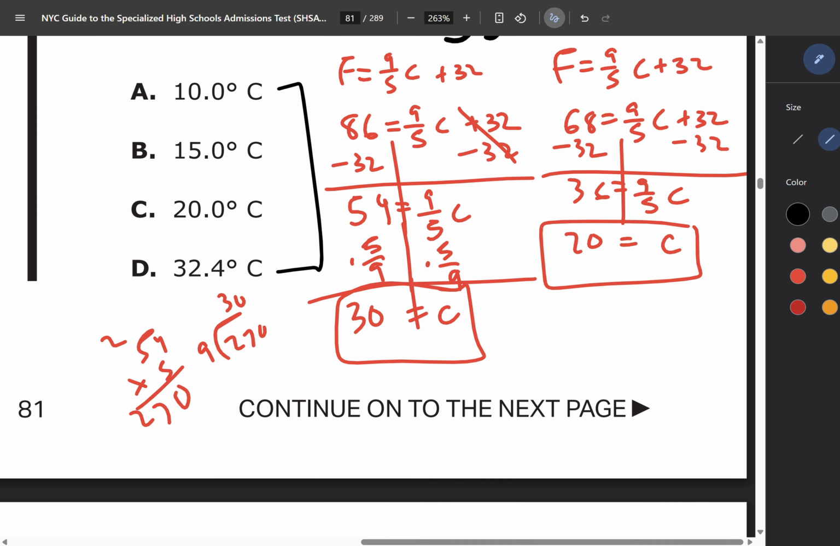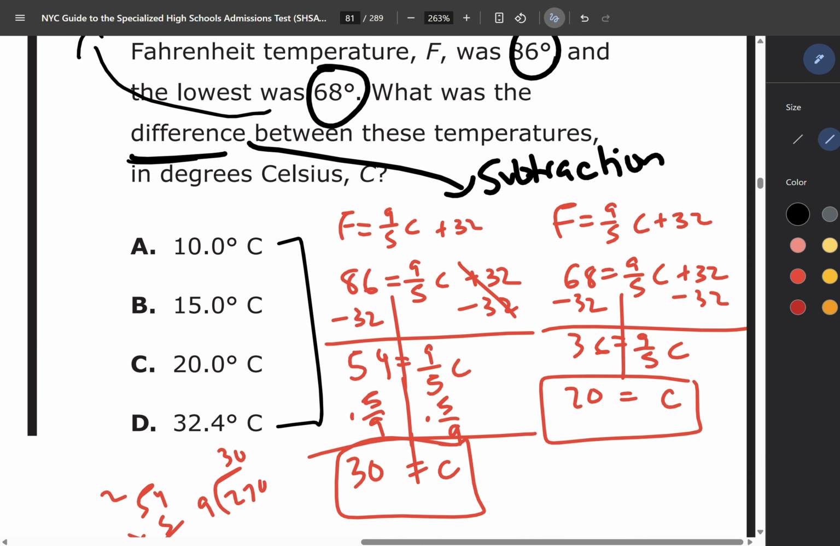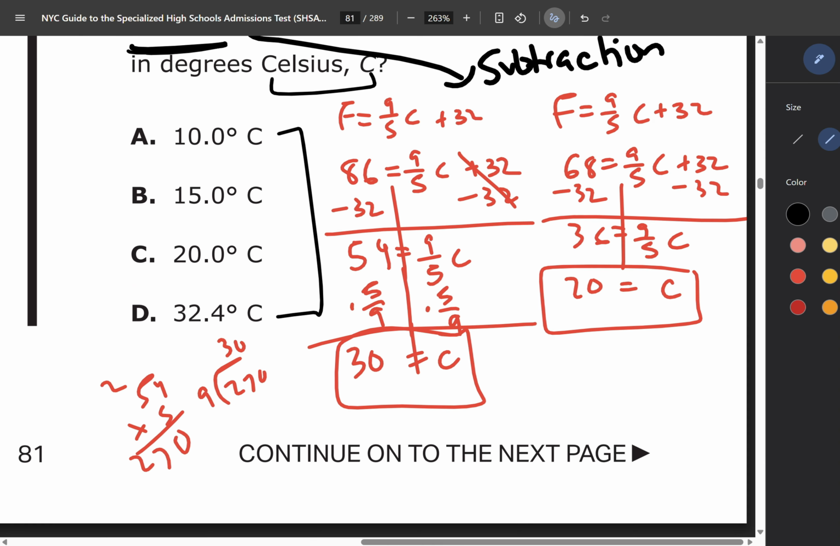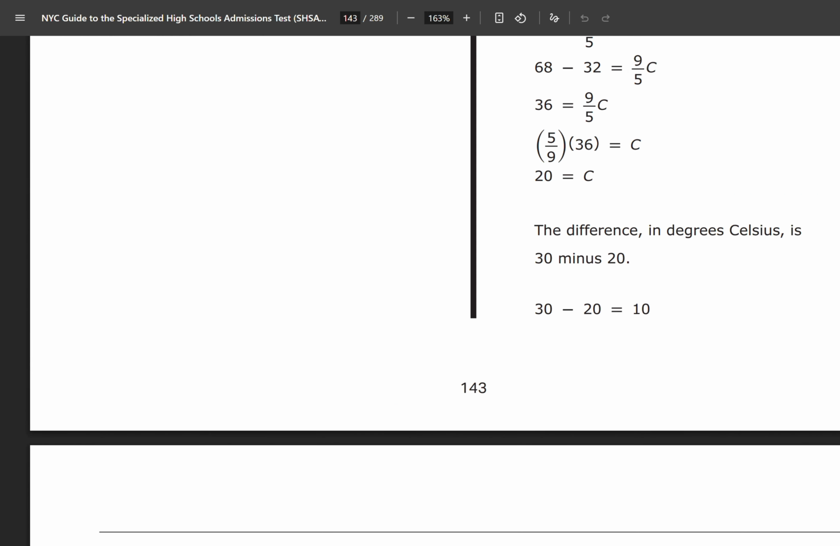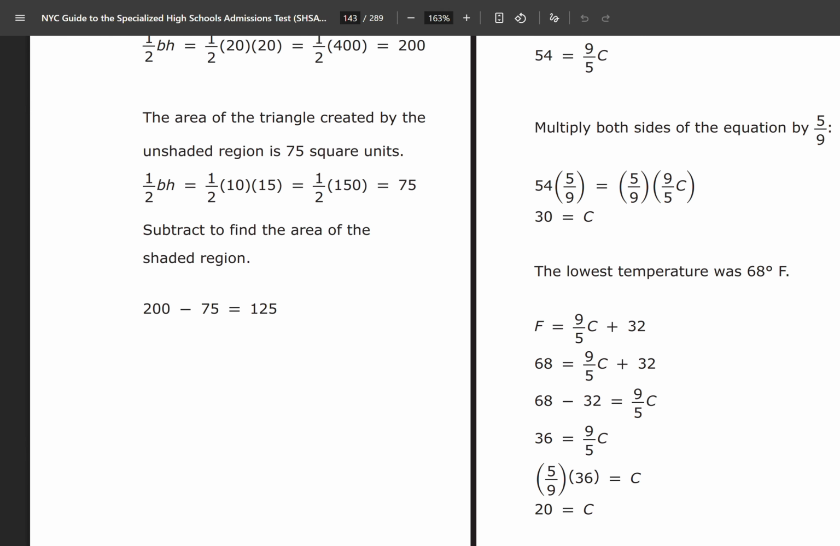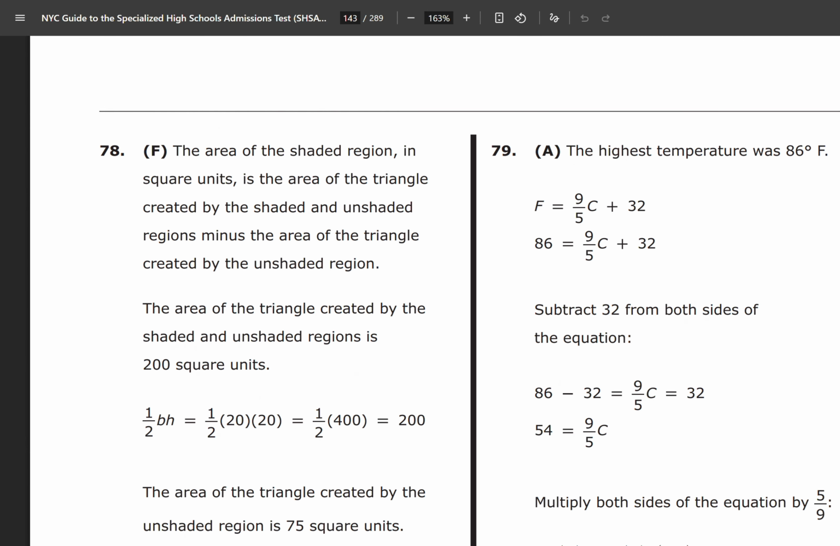So now all we have to do is, because the problem asks for the difference in Celsius, we're just going to do 30 minus 20 is equal to 10. 10 degrees Celsius. That is the answer, as you can see here. So choice A, I believe it was A. Perfect.